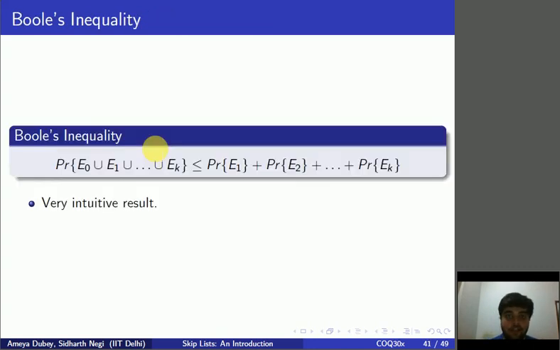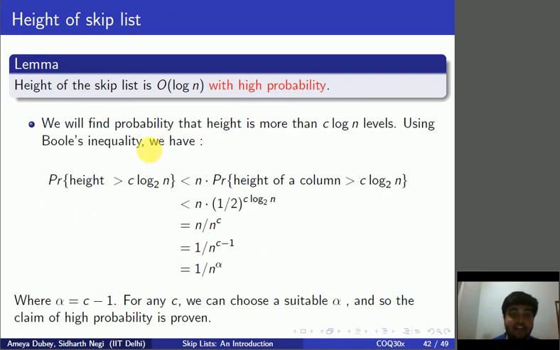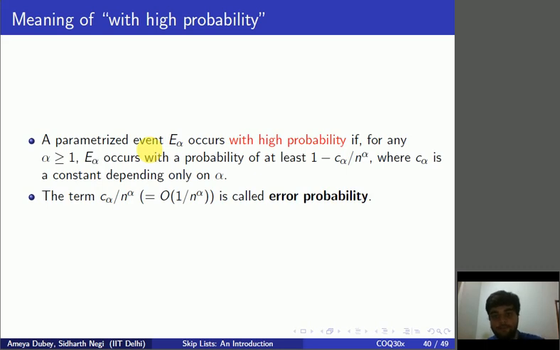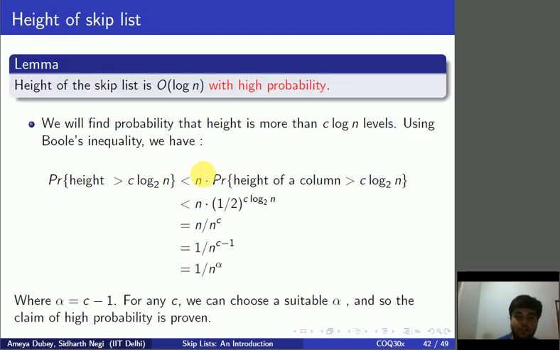It's the same thing, right? So we claim that the probability that the height is greater than C log n is less than this term right here, that is C alpha upon n to the alpha. So we use Boole's inequality. The height is simply the height of the max column, which is n times the probability of the height of any one column being greater than C log n. We have multiplied by n because this is exactly what Boole's inequality does. Now this is simply n times half to the power C log n, because we are flipping coins and we stop flipping when we get a tail, so we need all heads until then. Doing some mathematical manipulation, we eventually arrive at 1 by n to the alpha, which is what we wanted.